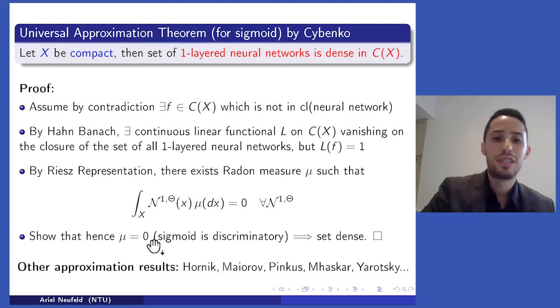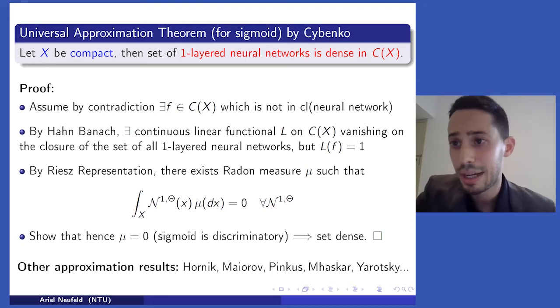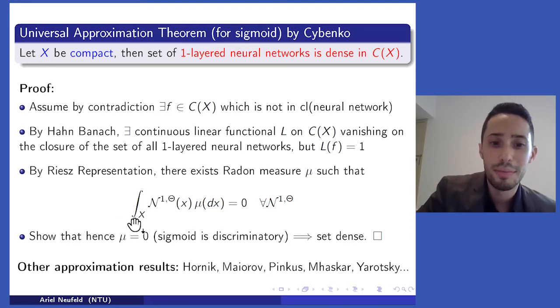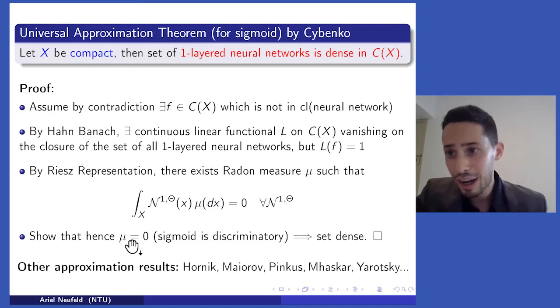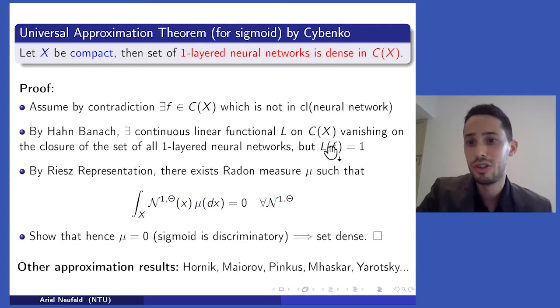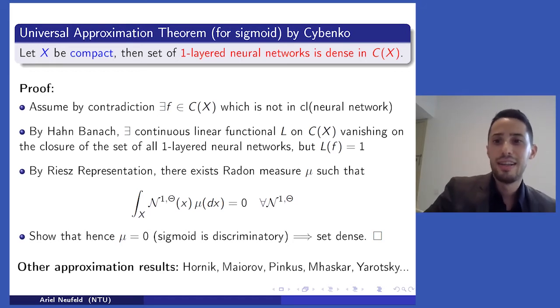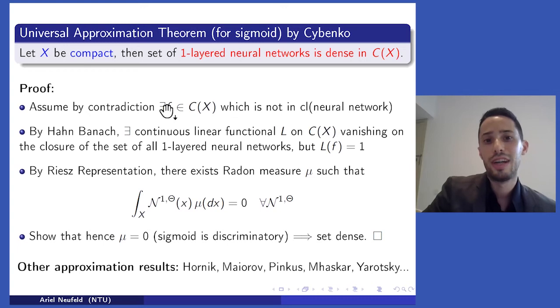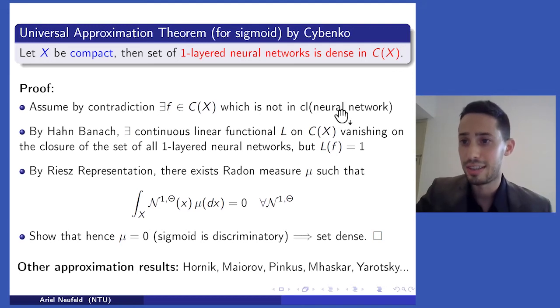And now you use the property of the sigmoid function that it is discriminatory. I don't want to go into details here, but as a conclusion, you can conclude that the measure mu is actually 0. But this implies that the functional originally was 0, which is a contradiction to what we assumed, that the functional gives the value 1 when applied to f. So we have found the contradiction. We see that there cannot be a continuous function f which is not in the closure of the set of neural networks. In particular, this means that the set of neural networks is dense.